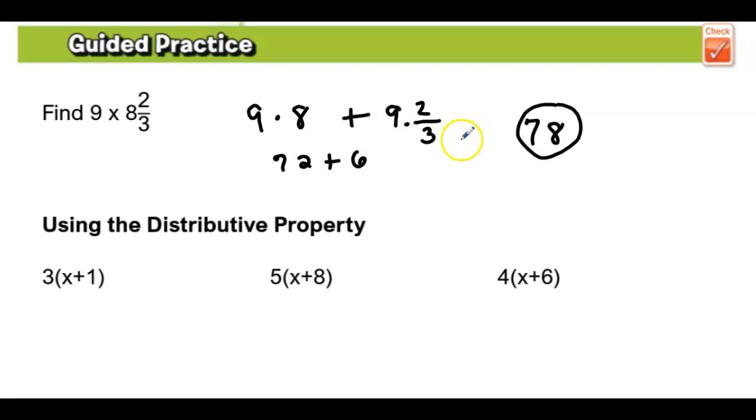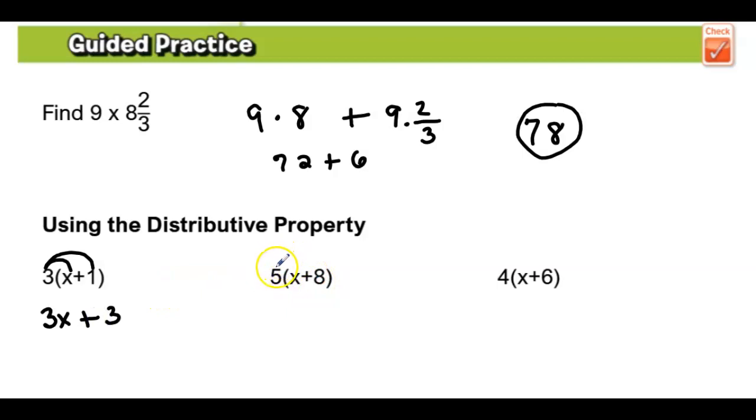Now, using the distributive property, you will remember from the video, requires us to multiply or distribute the 3 times everything inside of the parentheses. So it's going to be 3 times x, which is 3x, 3 times 1, which is 3. You put a plus sign in the middle.